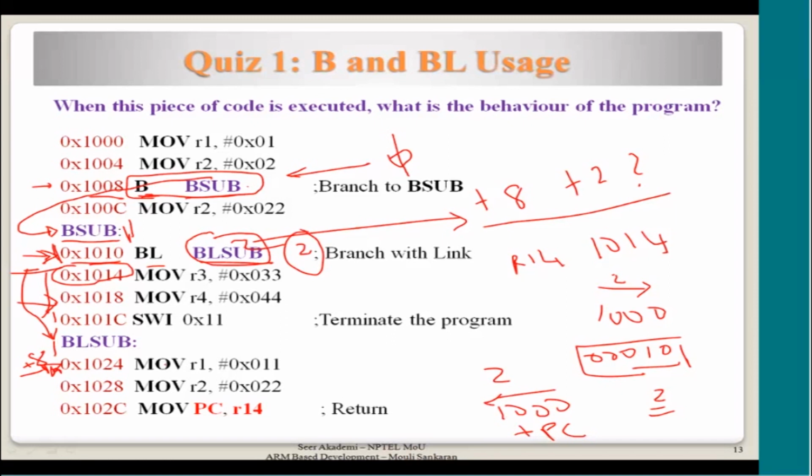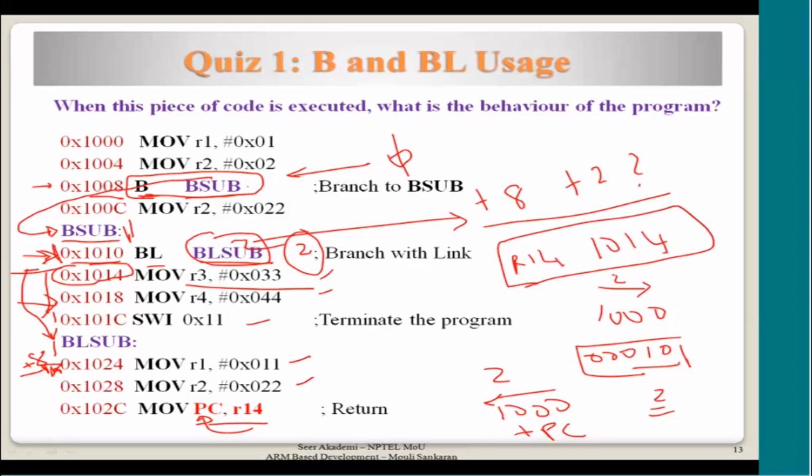Now tell me, this will be executed, then what happens here? R14, I told you, has this value, so it is copied into PC, so control comes back to this instruction. It will get executed after that. Then this is the software interrupt. We will talk about this instruction later on. This takes the control back to the processor. So this is what happens in this.